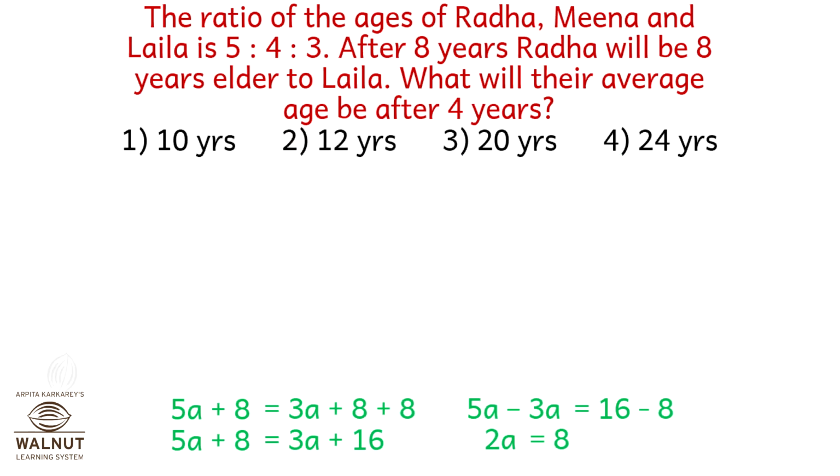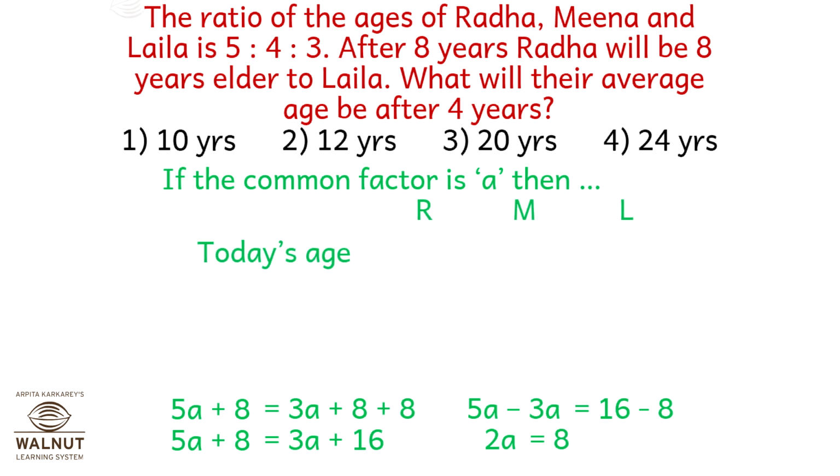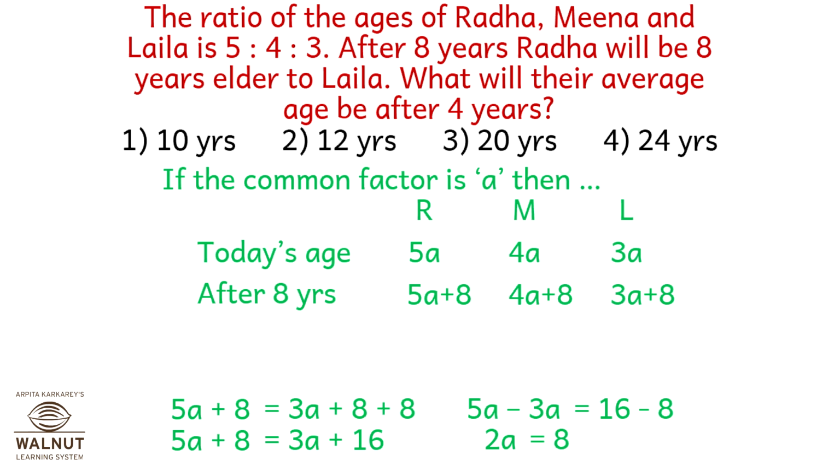The ratio of the ages of Radha, Meena and Laila is 5:4:3. After 8 years, Radha will be 8 years elder to Laila. What will their average age be after 4 years? If the common factor is A, then we have Radha, Meena and Laila to be 5A, 4A and 3A respectively. After 8 years we add 8, and we know that after 8 years Radha will be 8 years elder to Laila. So we have 5A plus 8 equal to 3A plus 8 plus 8. Therefore we find A to be 4.